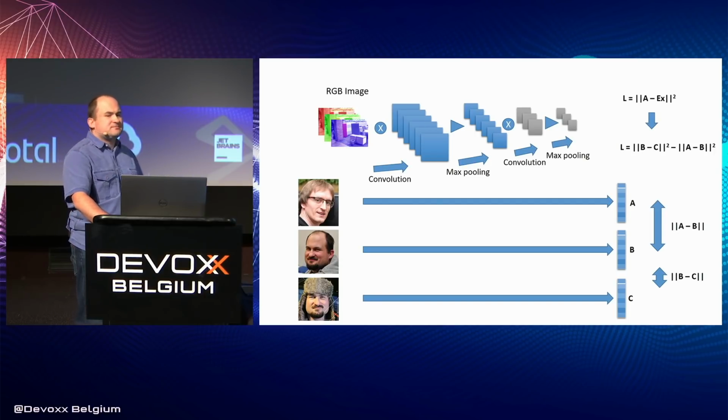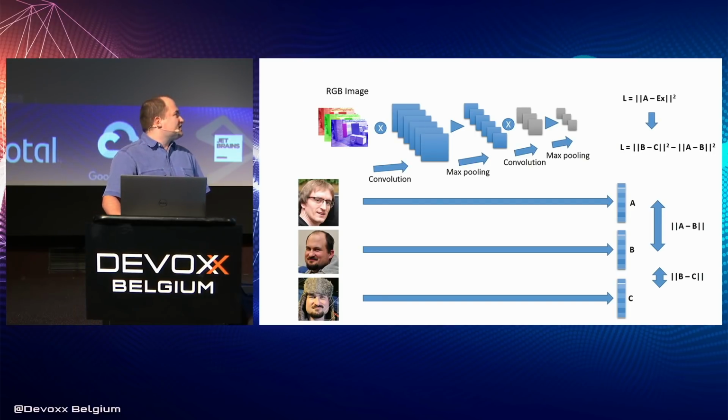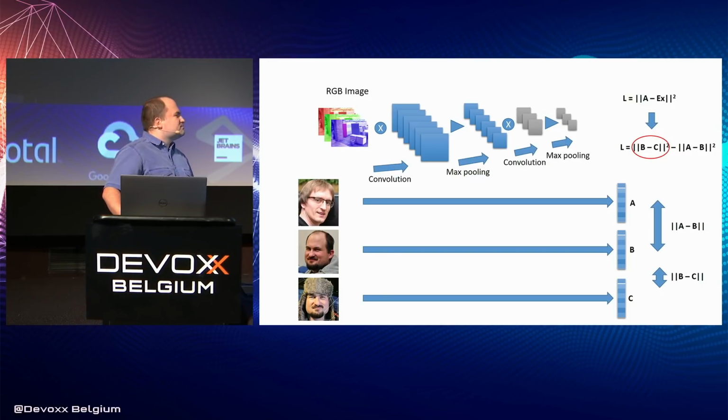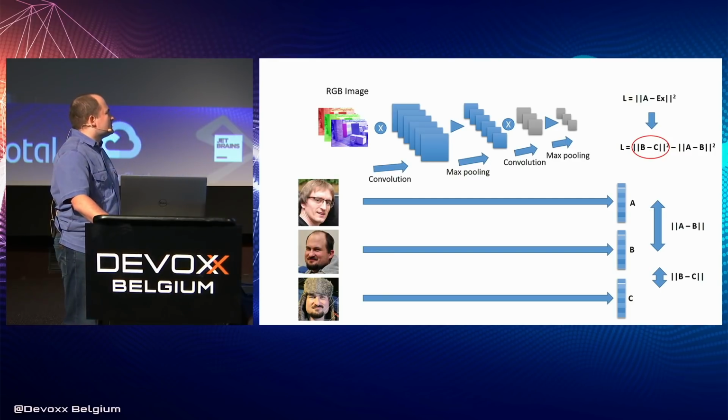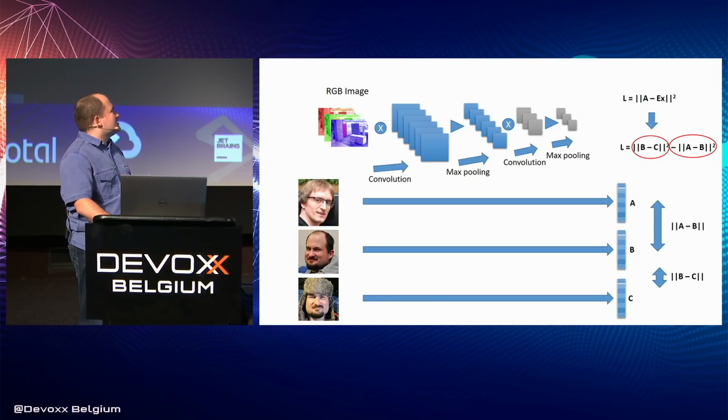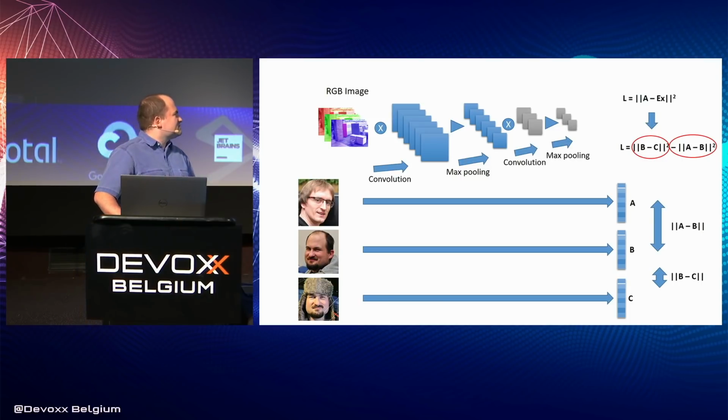So we minimize this function, which means that this component minimizes the distance between feature vectors of the same person, and maximizes the distance for two different persons.